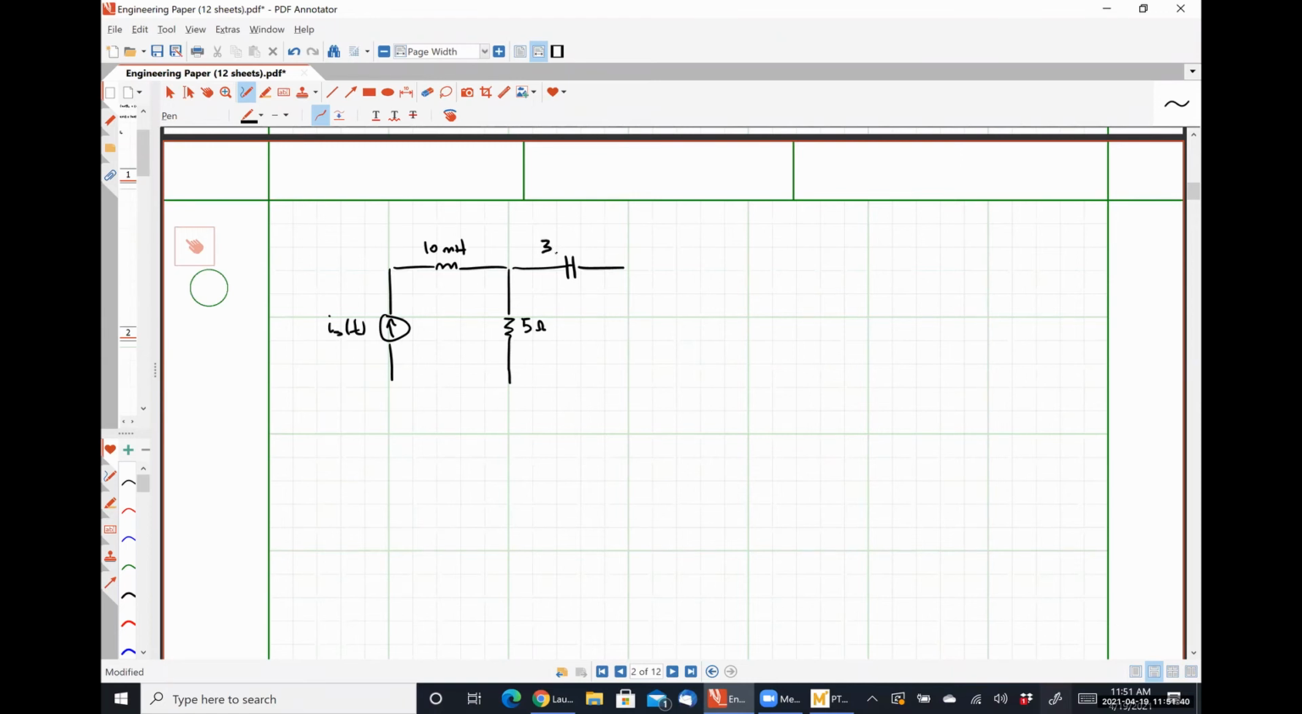3 microfarads. And let's say that we have a voltage Vs of t. And our ultimate goal in this problem would be to determine this voltage Vr of t. So let me figure out a frequency that's going to make this thing not terrifying.